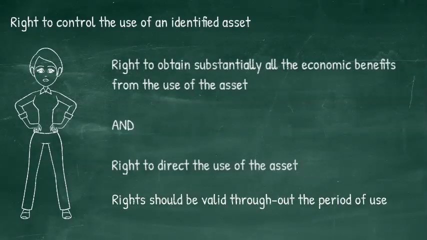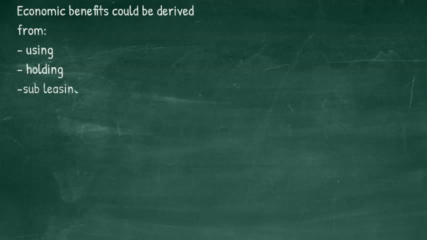Now, economic benefits could be derived from using, holding, or subleasing the asset, and the benefits include those derived from its primary output as well as byproducts or any other benefits for that matter.